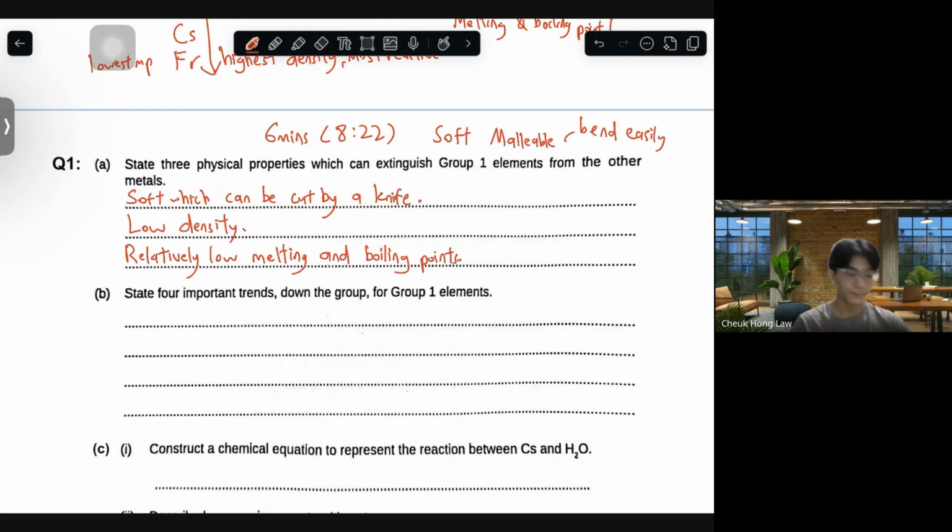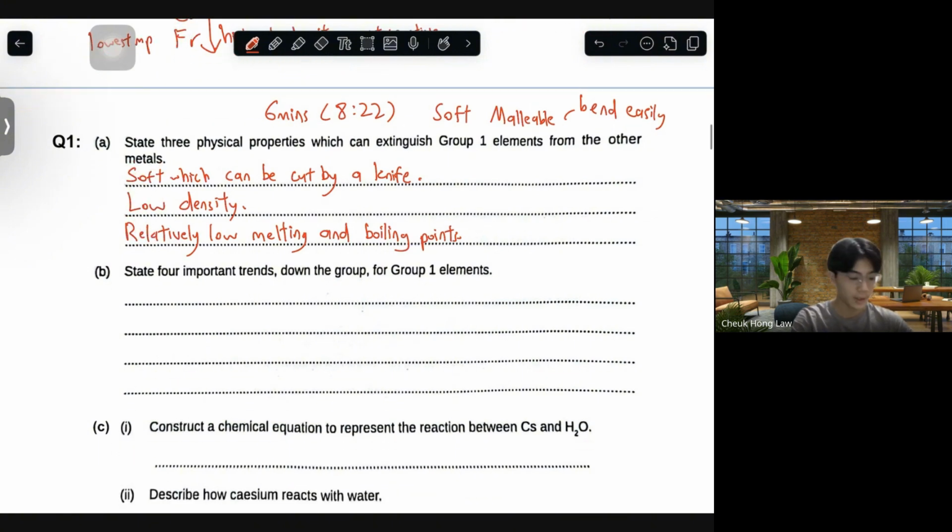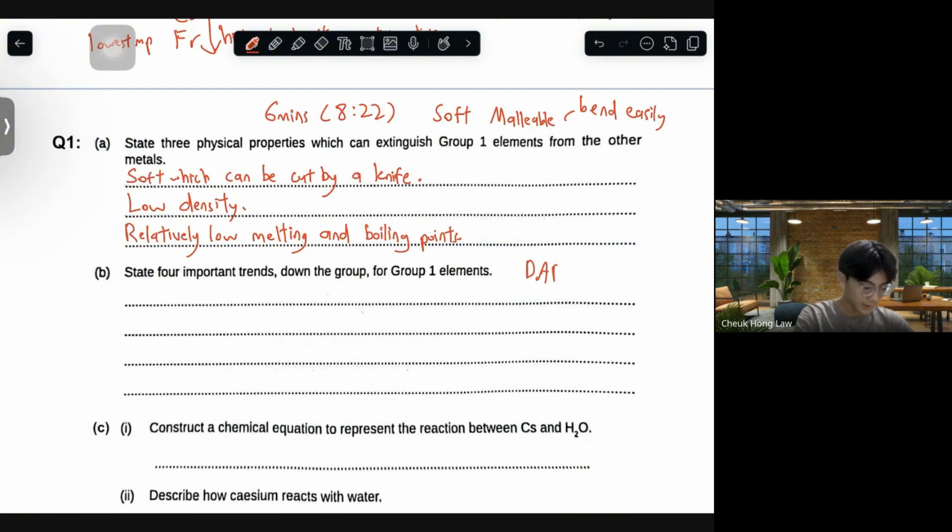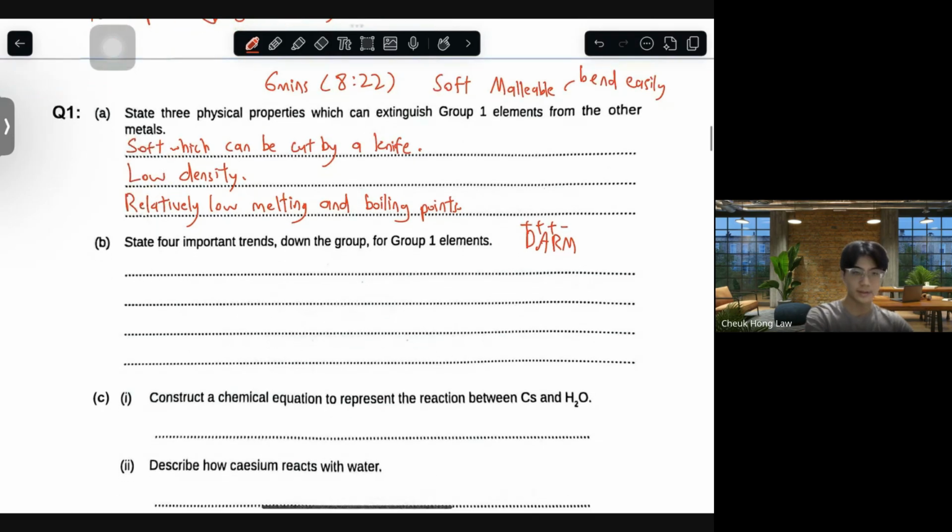Moving on to part B. State 4 important trends down the group for your group 1 elements. Remember the memory shortcut? DARM plus plus plus minus. D is density. Density increases. That's the first trend down the group.